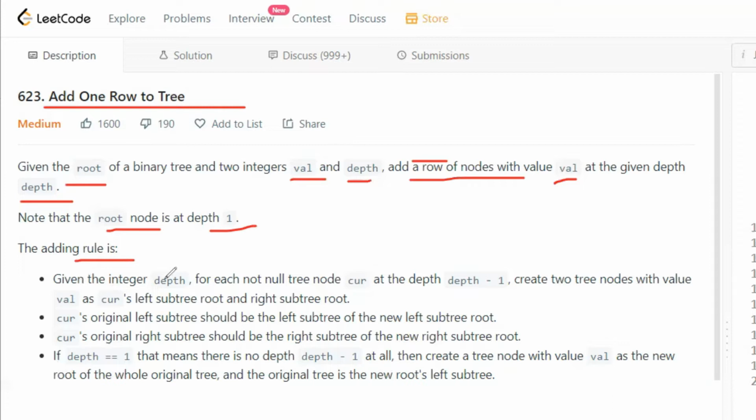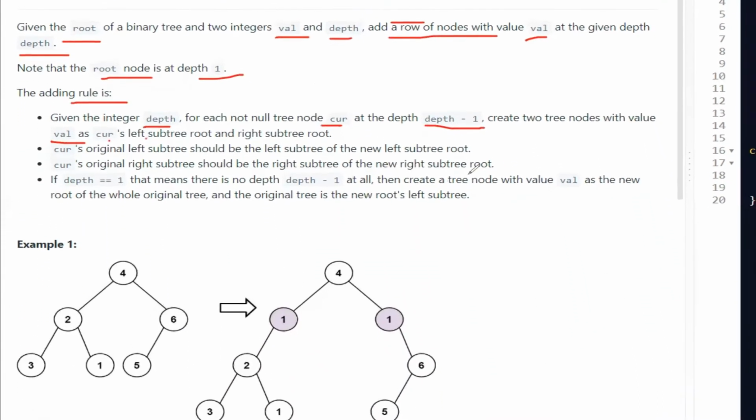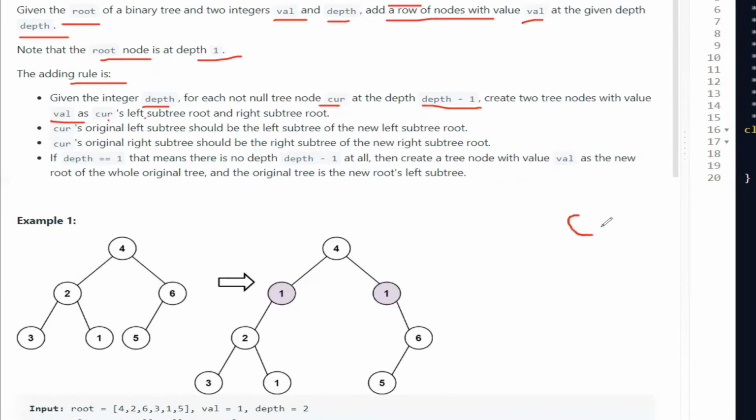It says that given the integer depth, for each not null tree node current at depth minus 1, like the given depth minus 1, we need to create two nodes with value val as the current's left subtree and right subtree. What it means is, say we have a single node at the given depth minus 1. That means that at the previous depth a particular node is there. So what do we need to do?